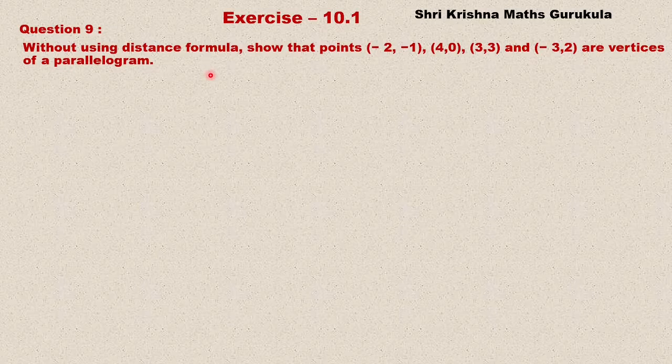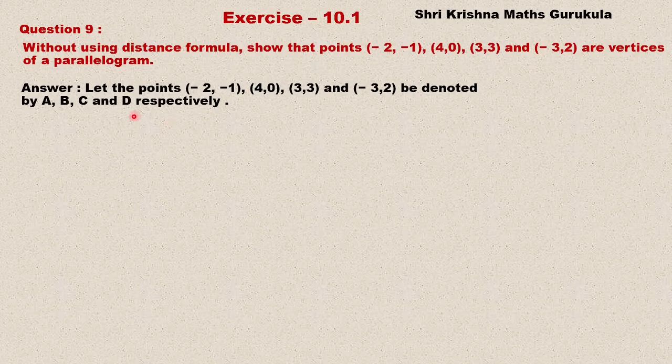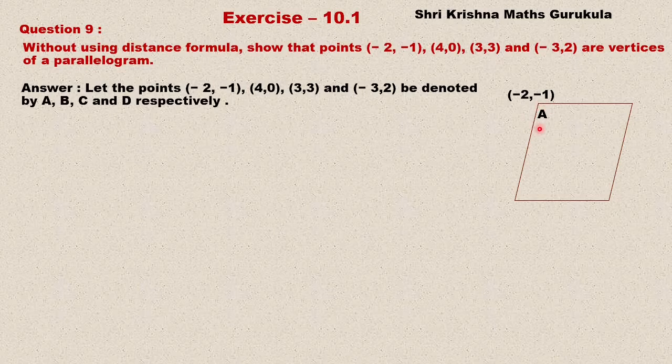Without using the distance formula, show that the points, 4 points are given here. We have to show that these 4 points are vertices of a parallelogram. So to begin with, we are going to name these points as A, B and C, D respectively. Now let us draw a parallelogram and mark the vertices. I am calling minus 2 comma minus 1 as A, 4 comma 0 as B, 3 comma 3 as C and minus 3 comma 2 as the vertex D.